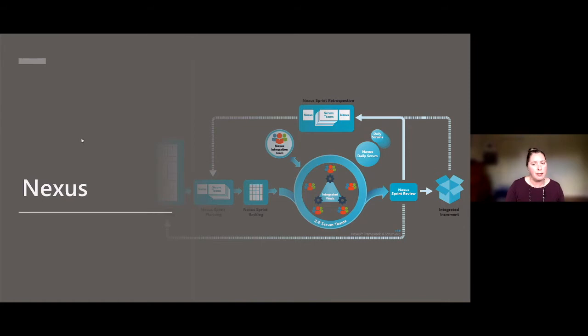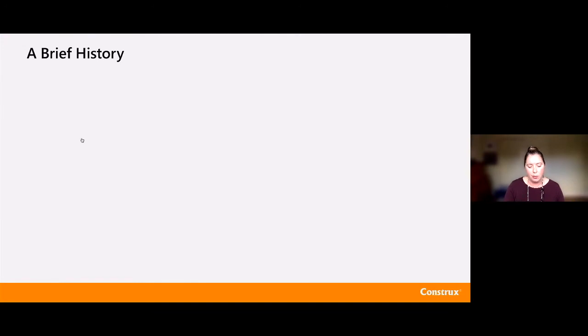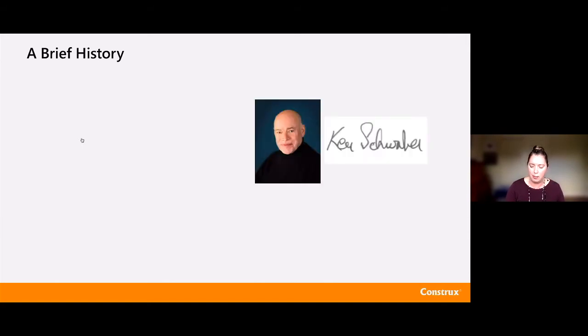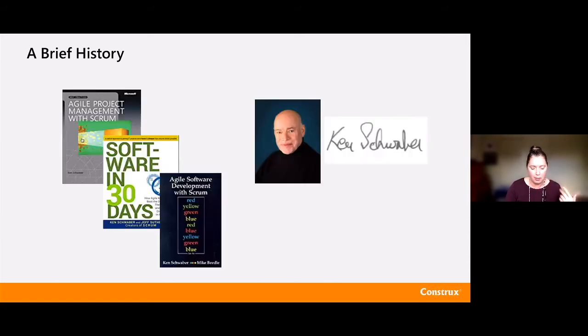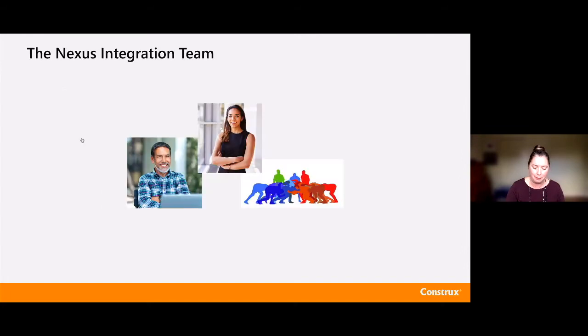Looking into Nexus, I feel like Nexus and LeSS are kind of cousins or siblings. They feel very similar. There are some nuances to them, a little bit of difference, but there's a lot of that Scrum is Scrum, it's still Scrum kind of feeling behind them. So Nexus is from Ken Schwaber, one of the co-creators of Scrum. The Nexus Guide was first released in 2015. And so there's a lot of Scrum behind Nexus, you can certainly say, given its background and its creator.